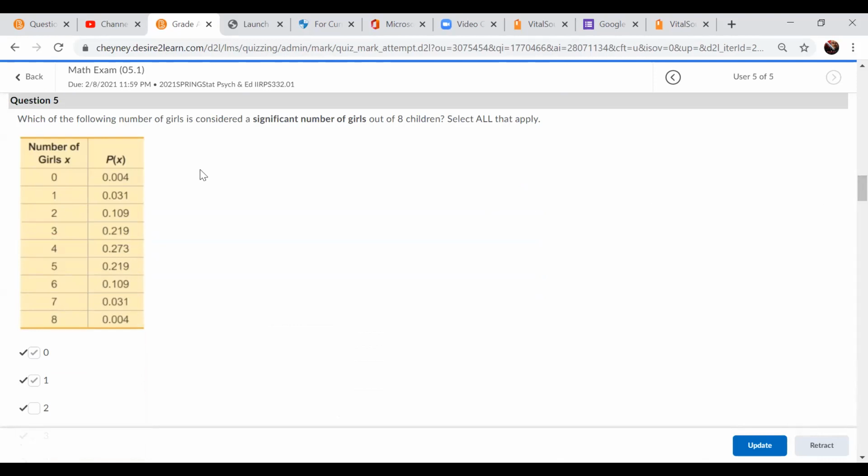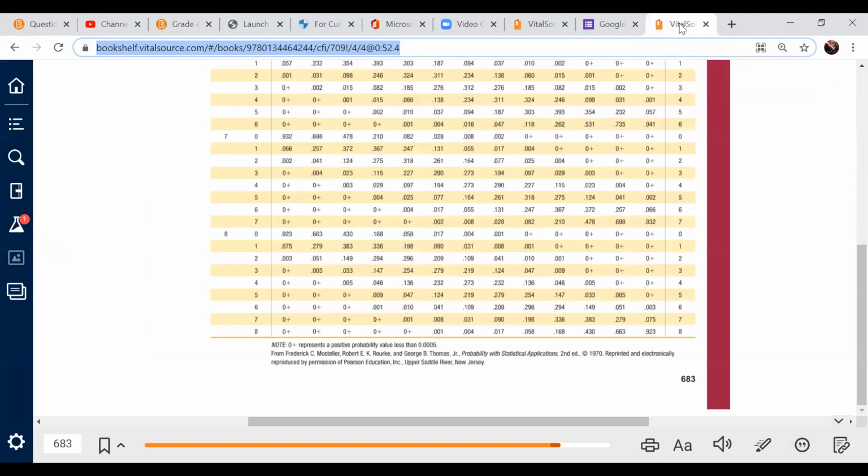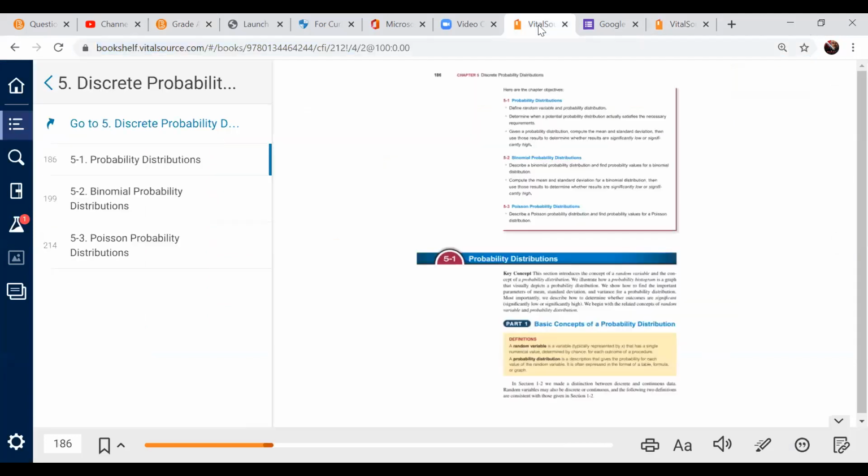All right, so is this the question that you're talking about right here? Which of the following number of girls is considered a significant number of girls out of 8 children? Yes. Okay, now I want to show you guys something. Uh-oh, what happened?